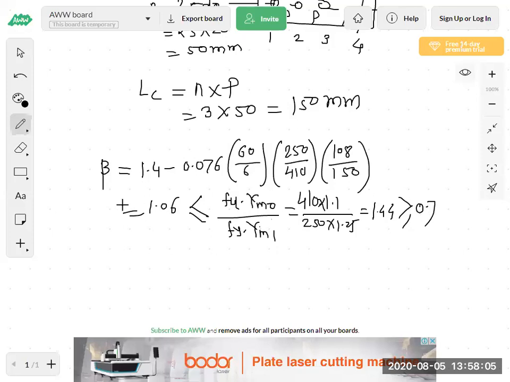So whatever value of beta we have calculated is correct. Everyone, please, got it? The value of beta is 1.06. It should be less than 1.44, and 1.44 should be greater than 0.7. It means it is correct. So we got the value of 1.06.